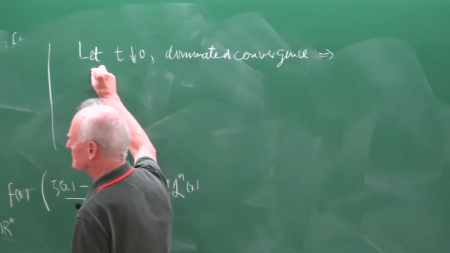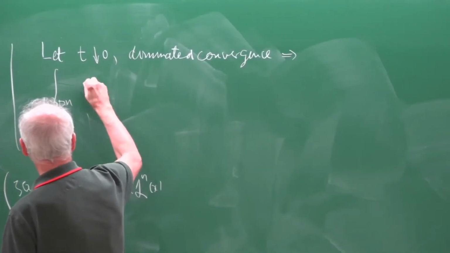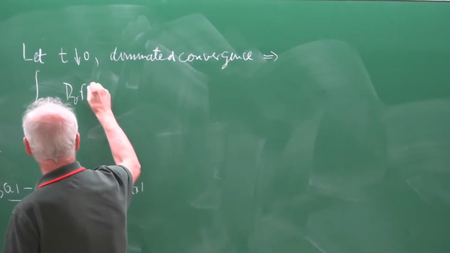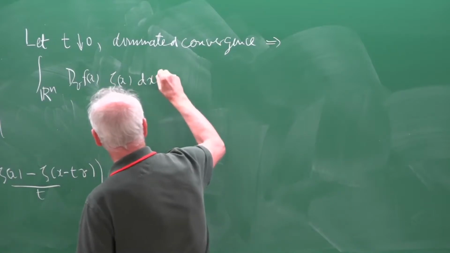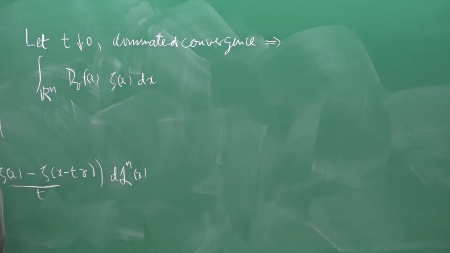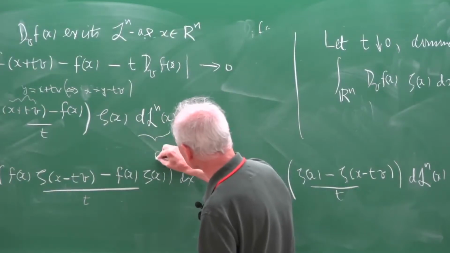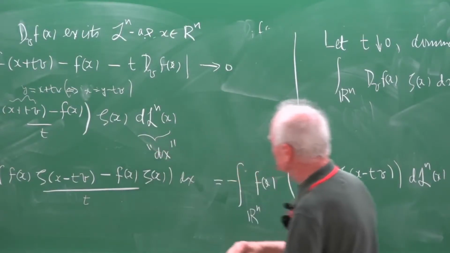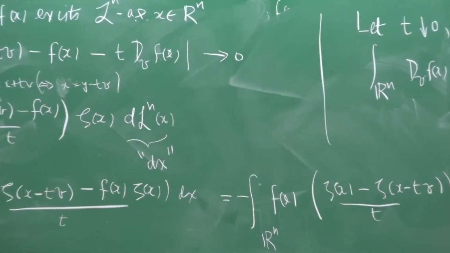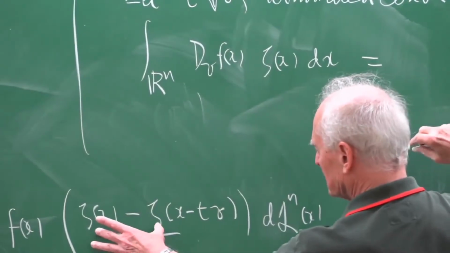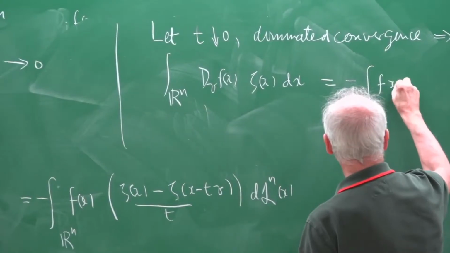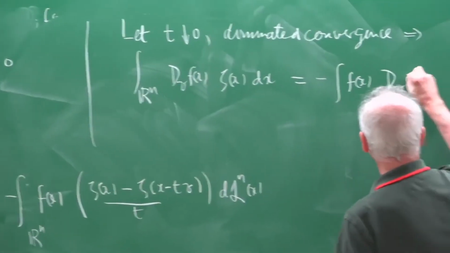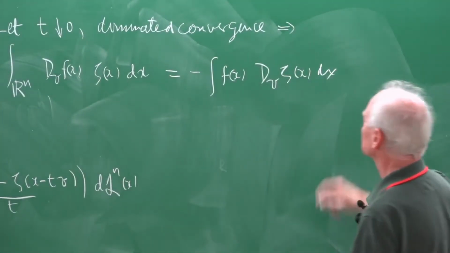dv exists, so this is the integral over Rn of dv fx times zeta of x dx. I mean, that's standard, isn't it? Instead of rewriting that clumsy thing, you simply write dx. It's the standard abbreviation for that. And this is the same as minus. Now this tends to just the directional derivative of the smooth function zeta. So it's minus the integral of fx times dv zeta x dx.